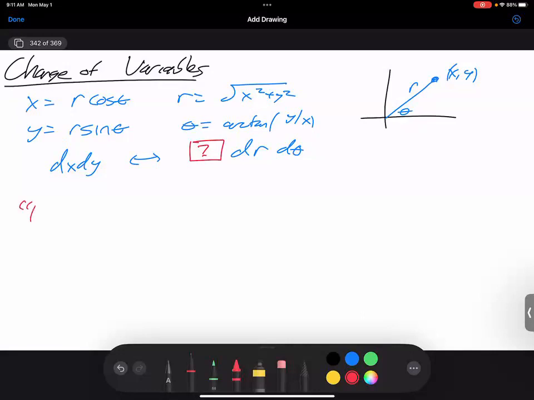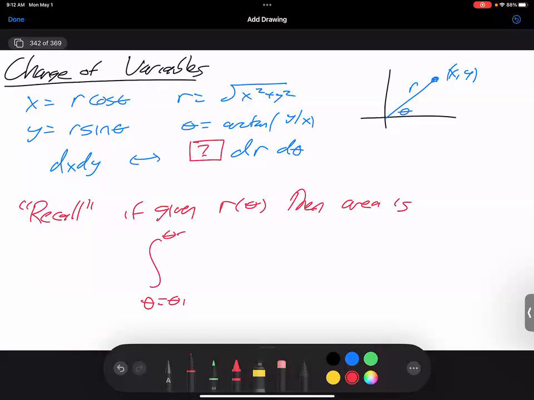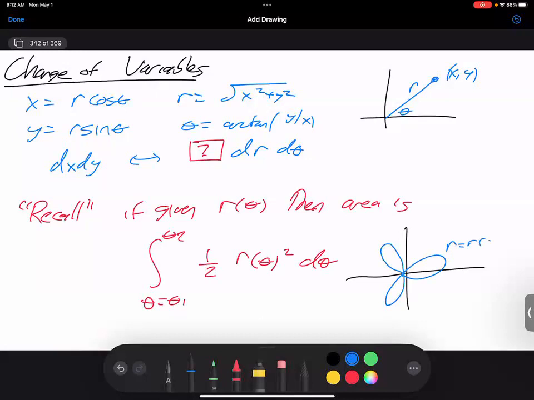So I will risk writing, recall: if given r of theta, then the area is the integral, theta goes from theta 1 to theta 2, of 1/2 r of theta squared d theta. Has anybody seen this formula? So for instance, if I give you a curve that looks something like this, here's my r equals r of theta, I want to figure out what is the area of this region.